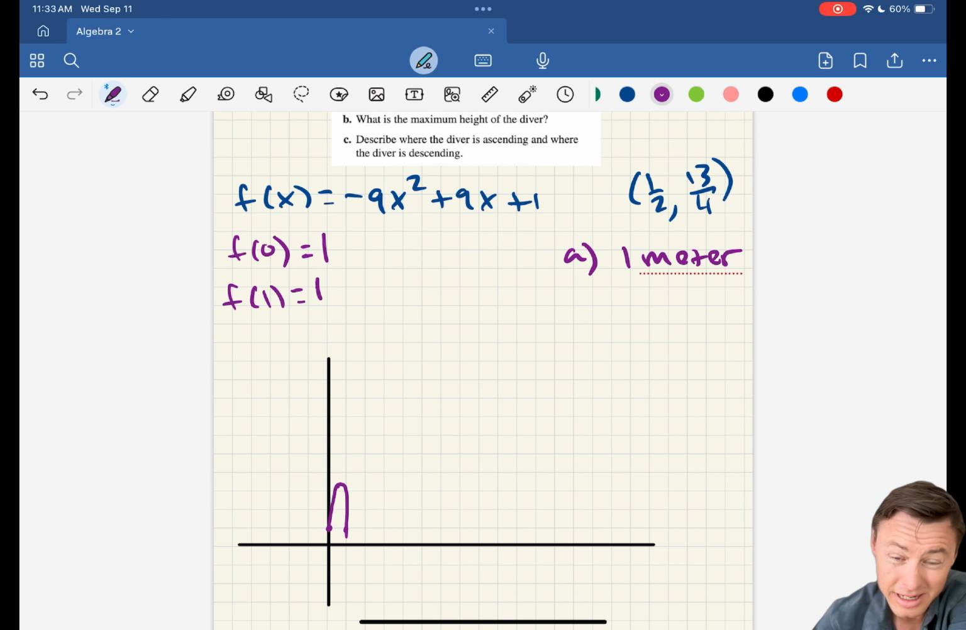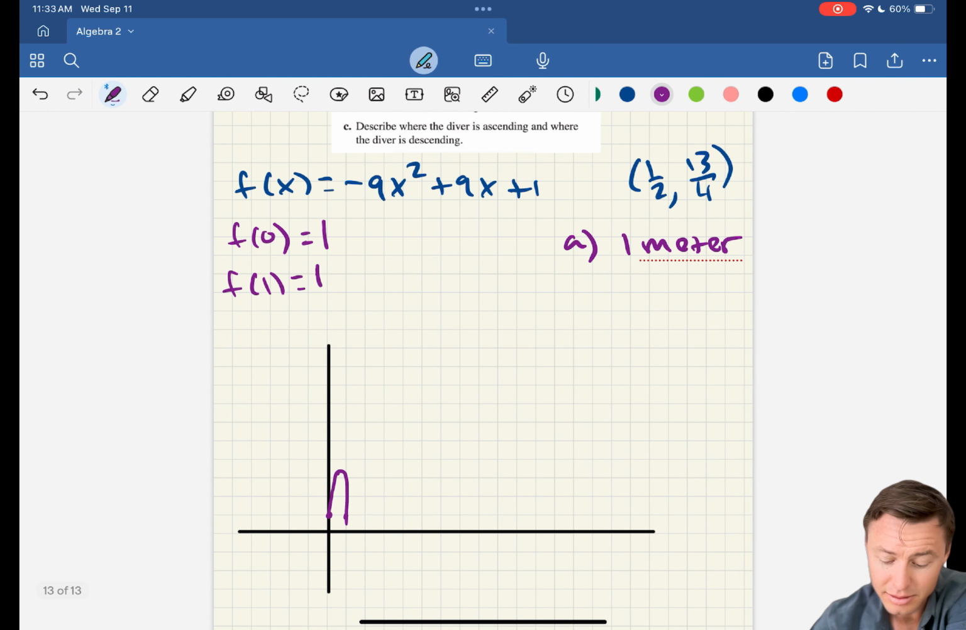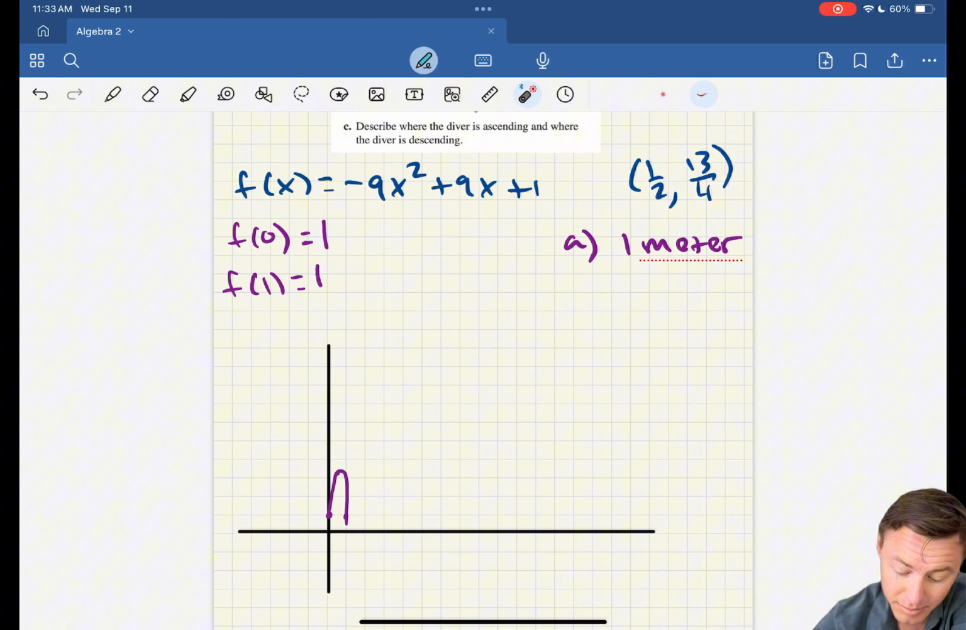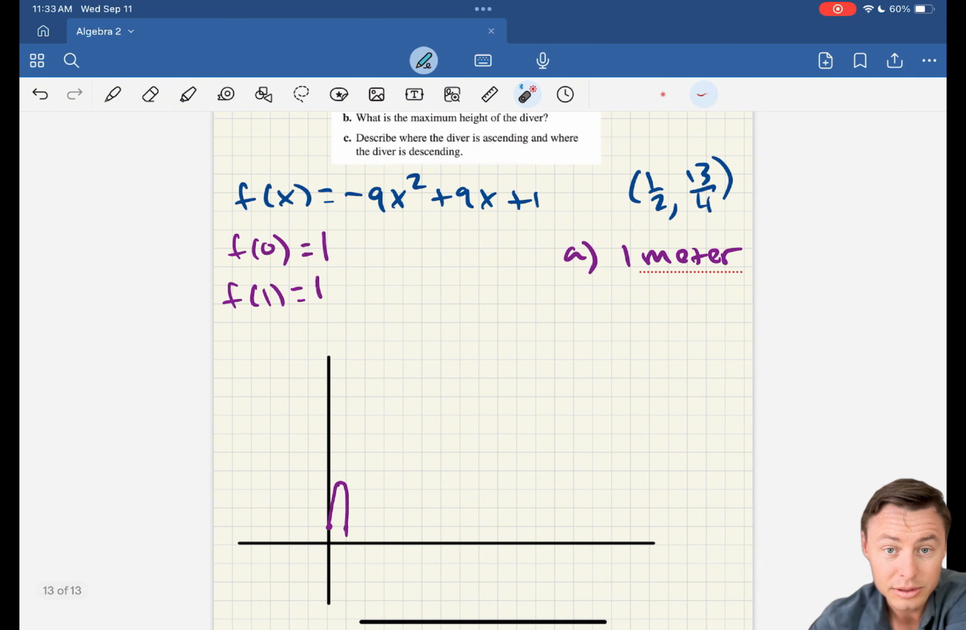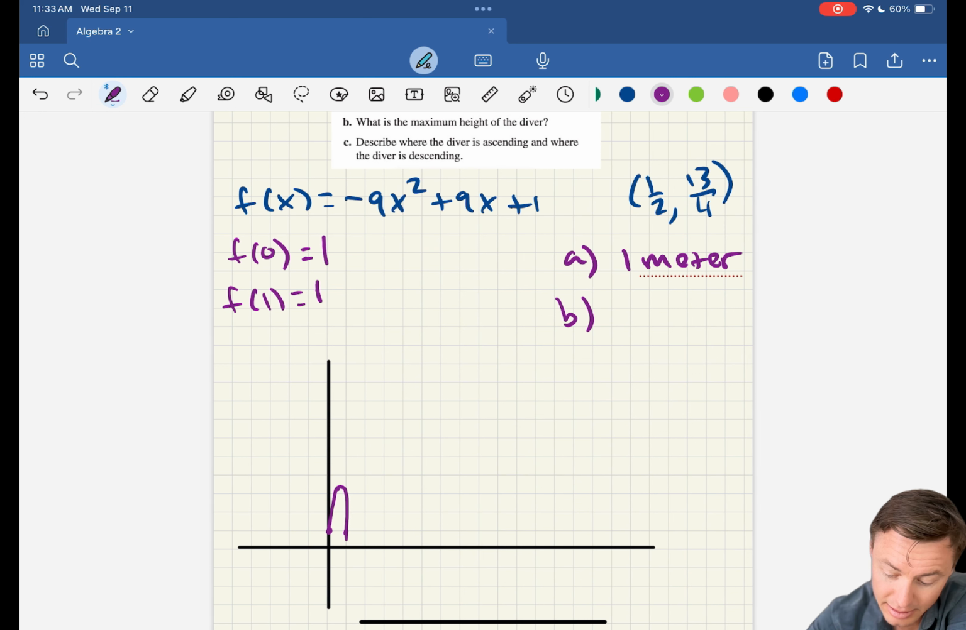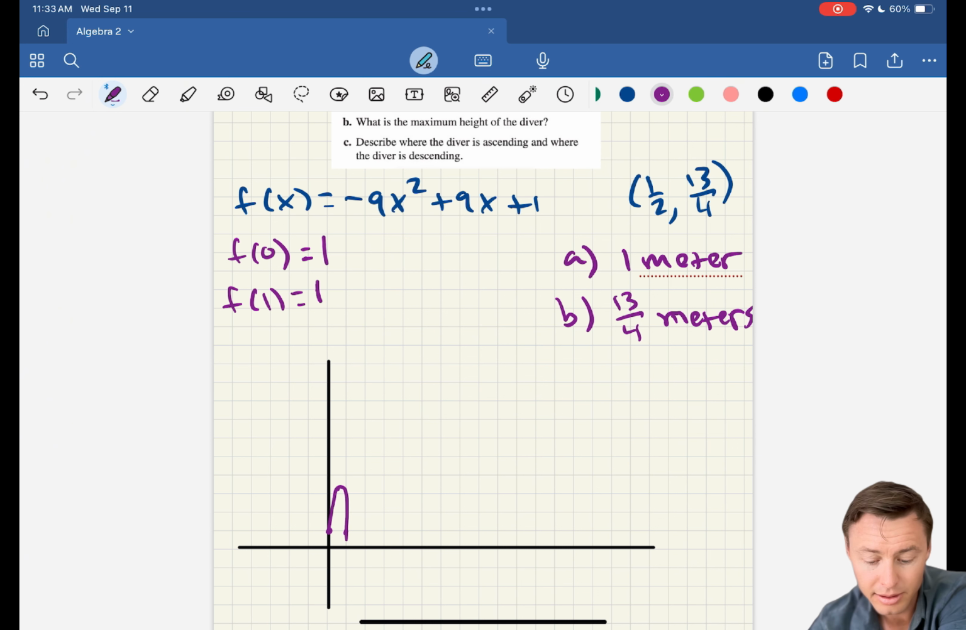Part B asks, what is the maximum height of the diver? Well, this purple graph that we just drew models the height of the diver over distance. And the maximum height would be whatever the vertex of this quadratic is, which we already found was 1/2, comma 13 over 4. So that means that the maximum height of the diver is 13 over 4 meters, or whatever the y value of the vertex is. Okay.